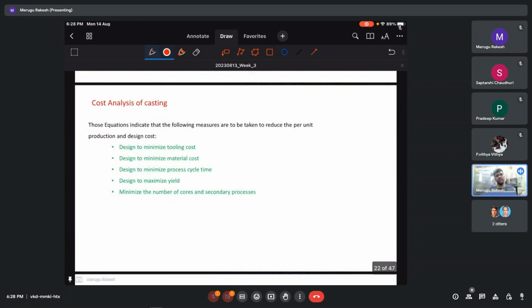So the main goal of this cost analysis is to minimize the tooling cost, to minimize the material cost, to minimize the process cycle time, to maximize the yield, and to minimize the number of cores and secondary processes. So this is the main goal of this cost analysis of the casting.